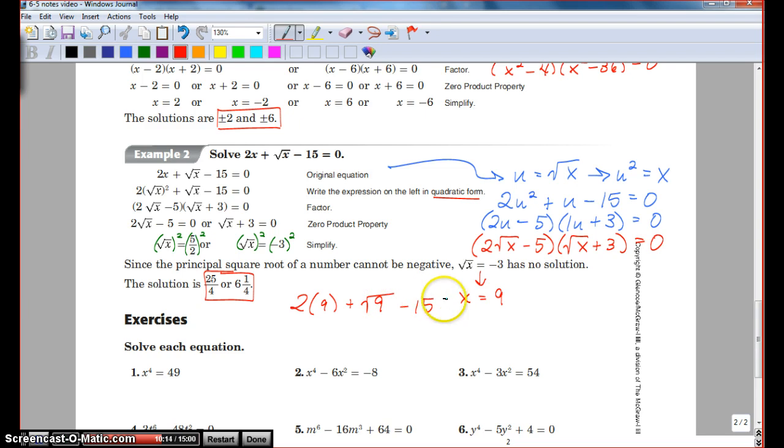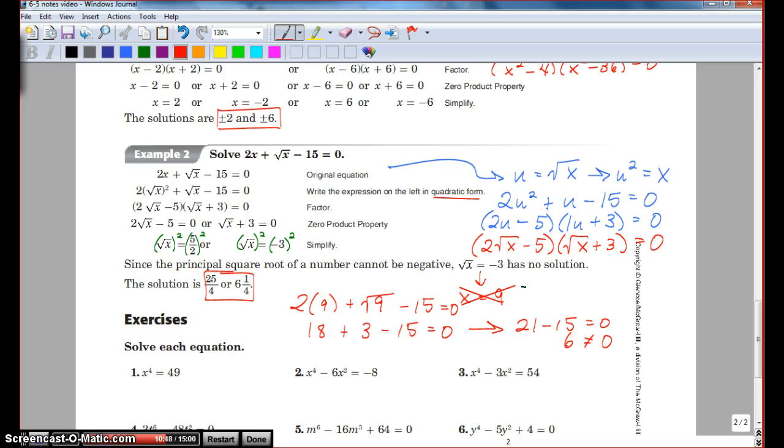minus 15. So if we do our math, and by the way this is equal to 0, okay, we've got 18, 2 times 9 plus 3, square root of 9 minus 15. Does that equal 0? Well, we've got 18 plus 3, 21 minus 15. Well, of course, that is not equal to 0. 6 is not equal to 0. So we do say that this answer doesn't actually work.